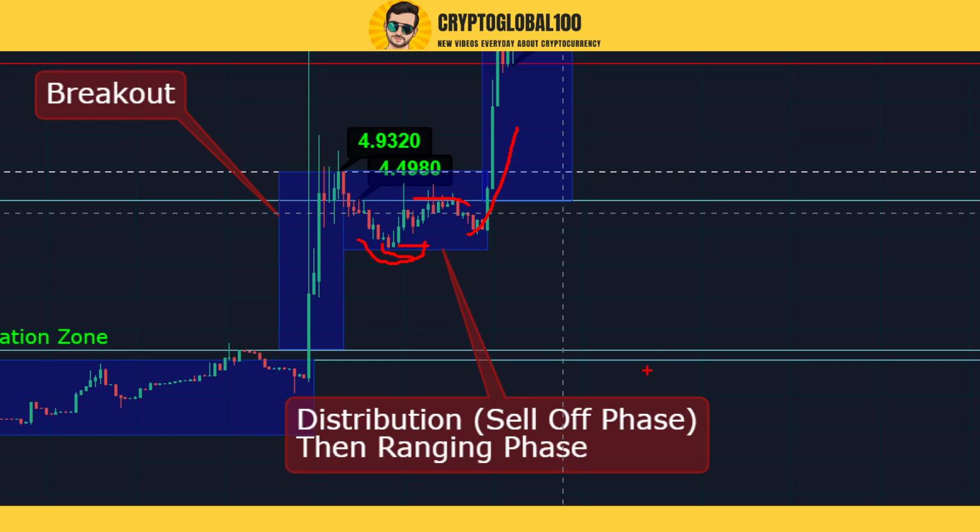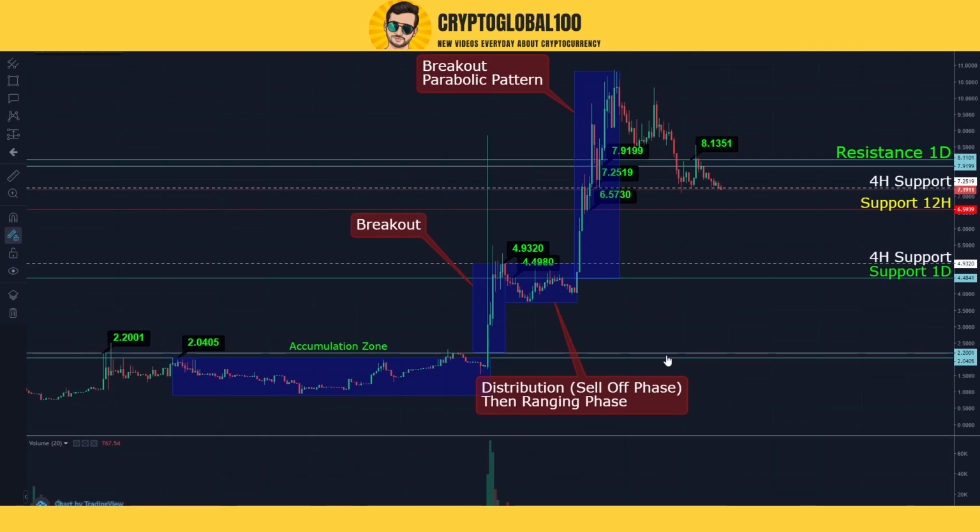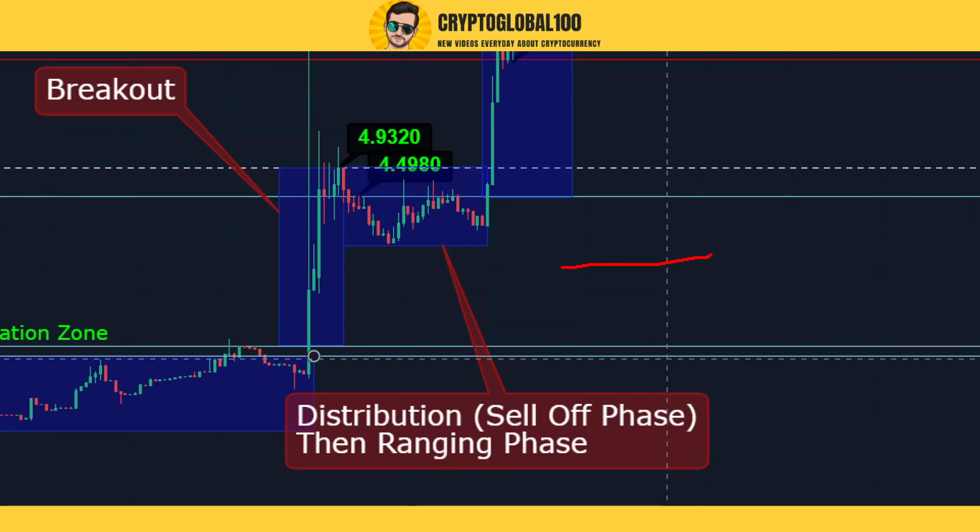After the ranging market, usually two things happen. Sorry for the drawing, guys. Let me draw it again. After the ranging market, usually two things happen: either a breakout on the upside or a breakdown on the downside. But it depends on the data of the previous candles. If the price is more prone to the downside with a strong downward pressure, then the price goes down. Otherwise the price moves in the upside direction.